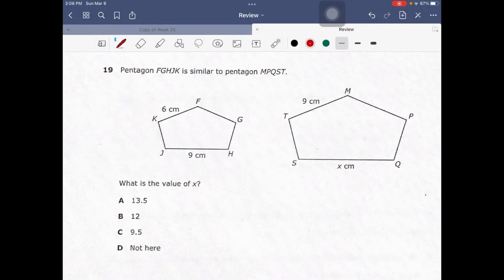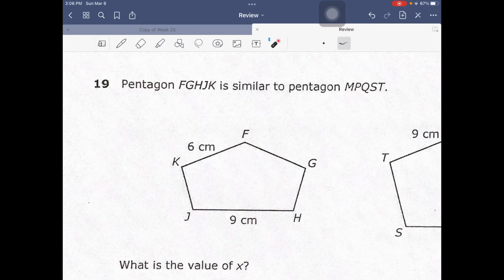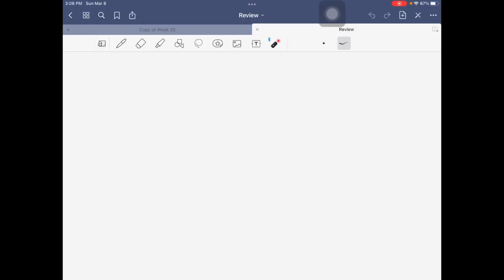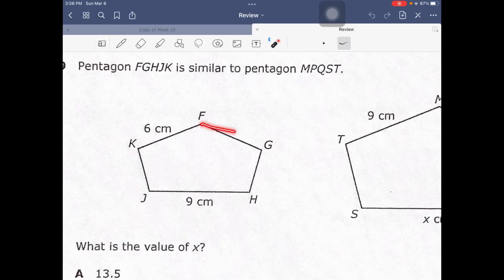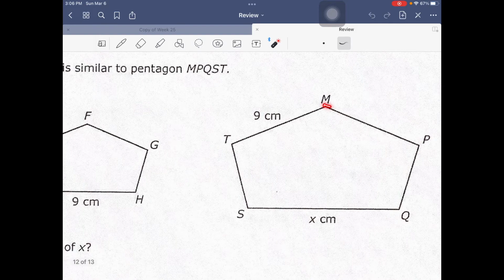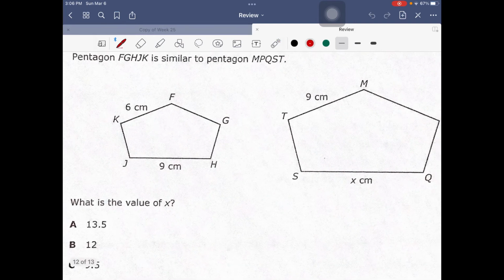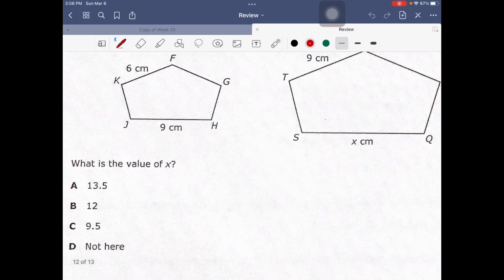Number 19. Pentagon FGHJK. Oh, sorry about that. I don't know what happened. FGHJK. This pentagon is similar to this pentagon, MPQST. Now, when they're similar, what are you going to do right away? What is the value of x? That's not that good. Let me draw it again.